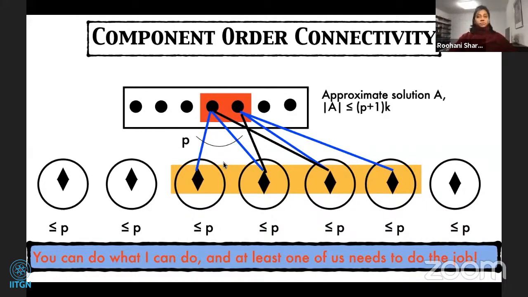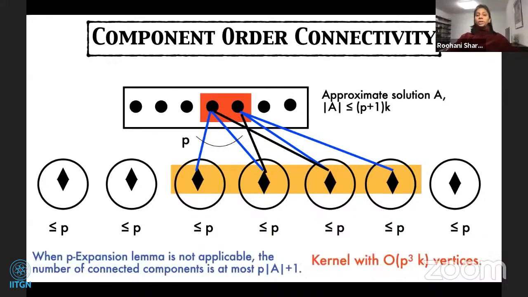And so the reduction rule is just this. If you find this set, you just pick the red vertices in the solution. You pick these red vertices in the solution, then these yellow components become isolated components. You delete them from the graph and proceed. And you keep doing that until you can't find a p expansion. And from the expansion lemma, if you can't find a P expansion, then the number of vertices or the number of connected components below will be at most P times A.